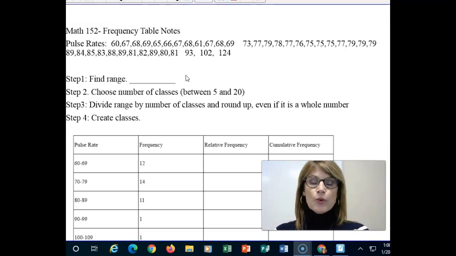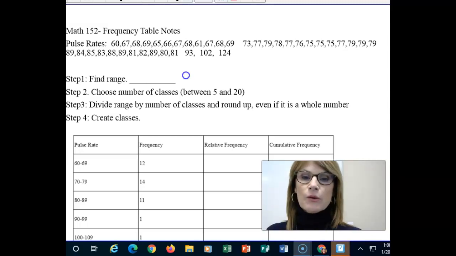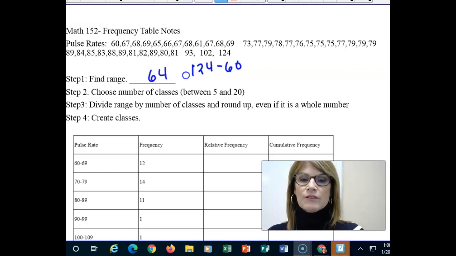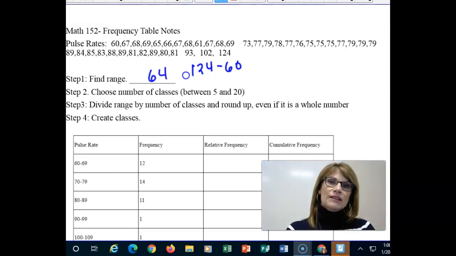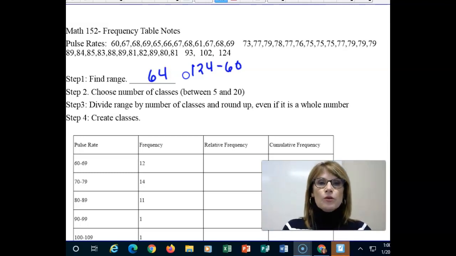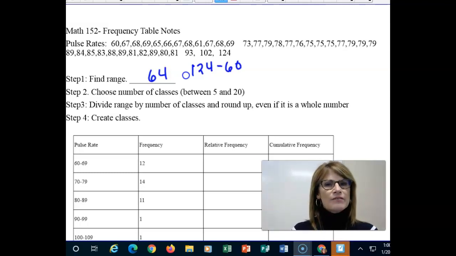So you would find your range. Range is high minus low. So our range, 124 minus 60 would give us a range of 64. And then decide how many classes that you want to have. Usually it's somewhere between 5 and 20. 5 on the low end, less than 5, there's not really a lot of point to it. 20, there's way too many rows to keep up with.